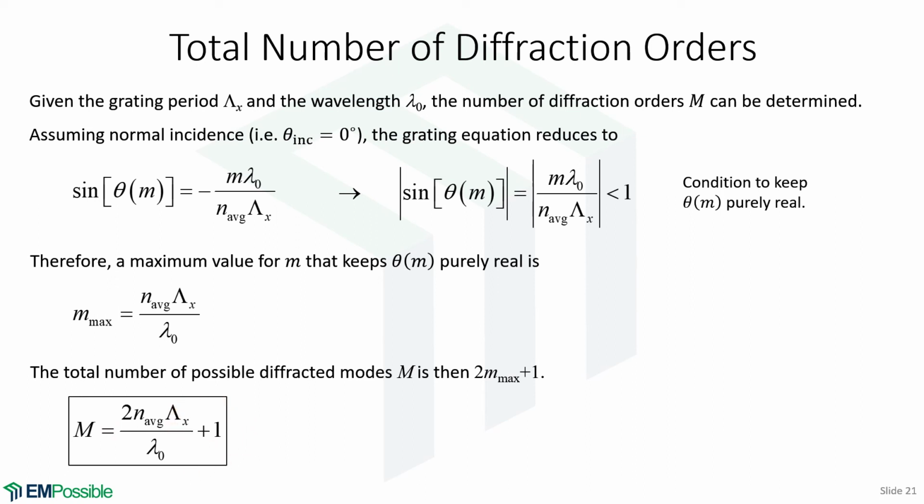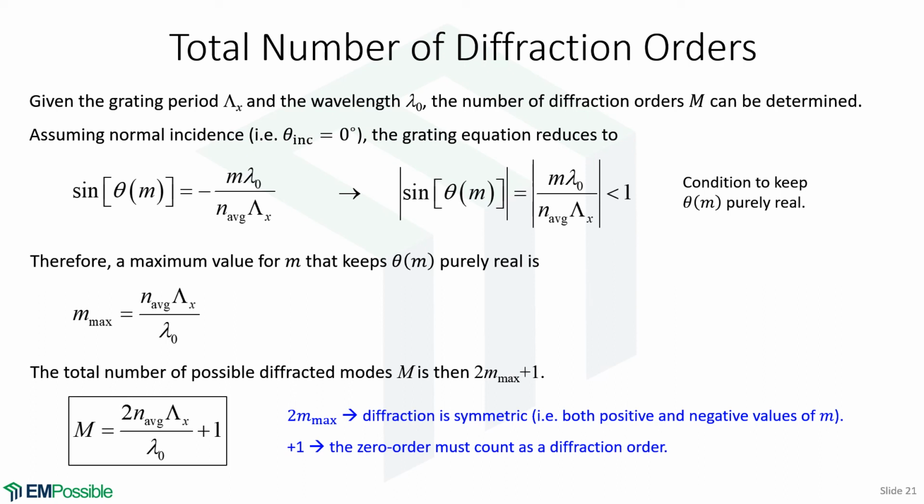Now, this may be a little strange. Why 2 times m max plus 1? Well, the 2 times m max is there because we have symmetric diffraction. M max just tells us to one side how many diffraction orders there are, but we have plus and minus m, so there's actually twice as many as we're thinking. The plus 1 is there because this m max really didn't account for the 0 order mode, which is actually always there. So we add 1 to that, and that's the reason.